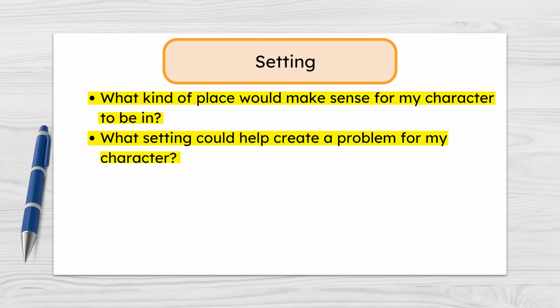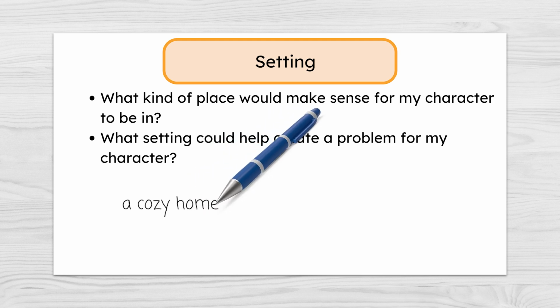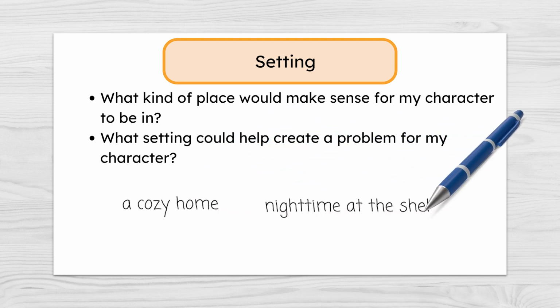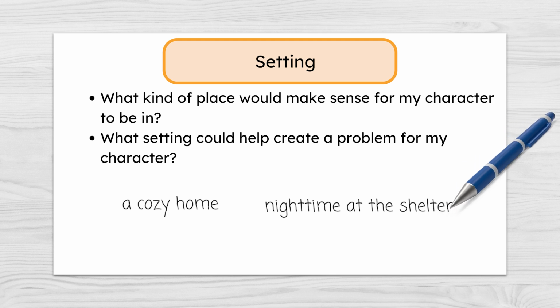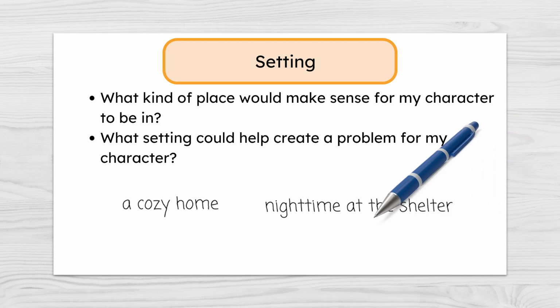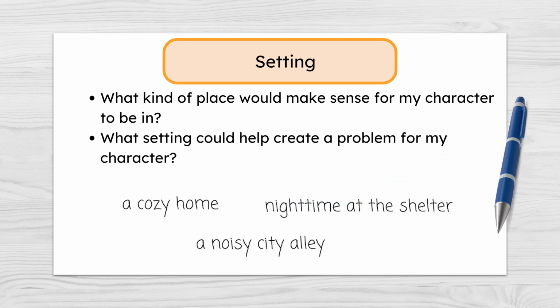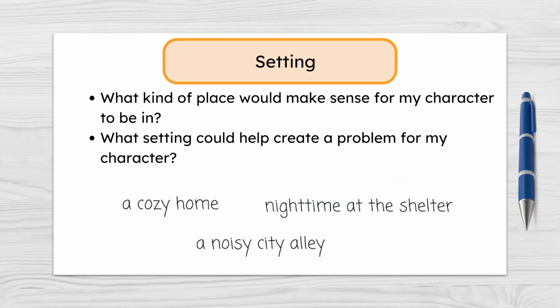Since my story is about a cat from an animal shelter, here are a few settings that might work. A cozy home where the cat goes to live, or maybe even at nighttime at the pet shelter. If I wanted a more adventurous story, it could take place in a noisy city alley. Each of these could help me show different kinds of problems or emotions that match my theme. I think I'll go with the new family's home. It fits my character, and I can imagine some things that might go wrong or right there.